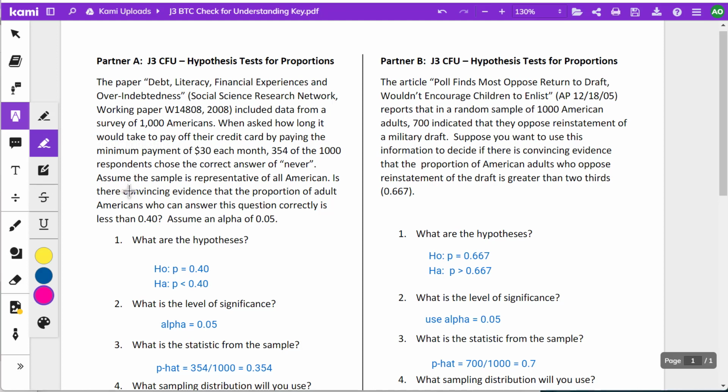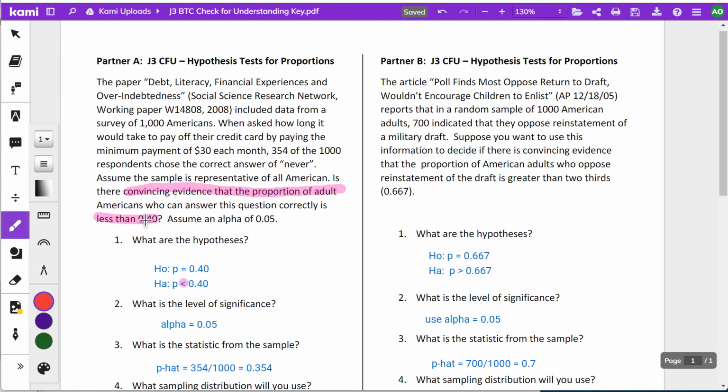So always look for the convincing evidence, and less than 0.40. So that tells us that part right there, and also our number. So that's the number we use. And the symbol here is less than, so that goes right there. What is the level of significance? Well, it's just alpha, 0.05.